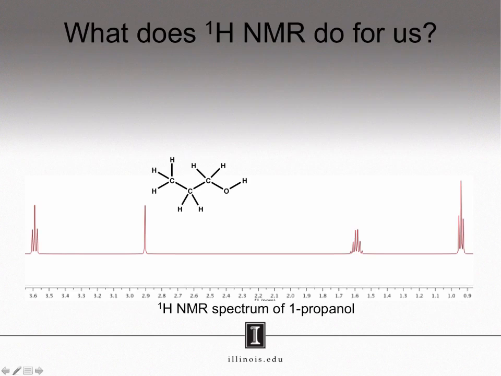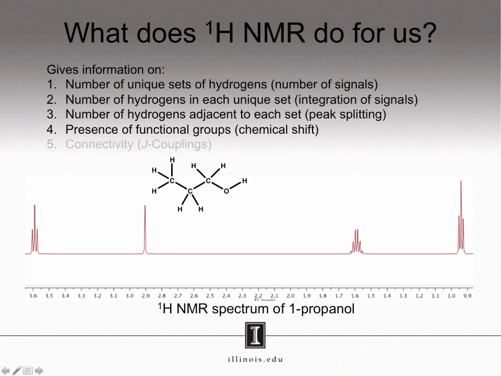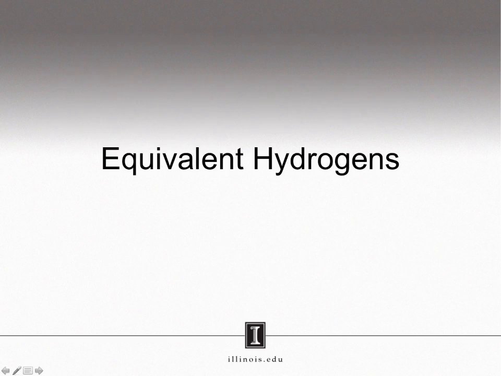In this webcast, we will be using the NMR spectrum of 1-propanol to demonstrate various ideas. As we go through each aspect of a proton NMR spectrum, the number of signals in that spectrum, the integration of those signals, the peak splitting of those signals, and the chemical shift of those signals, we will use 1-propanol as our example. Now we will begin discussing application of NMR spectroscopy by first discussing equivalent hydrogens.